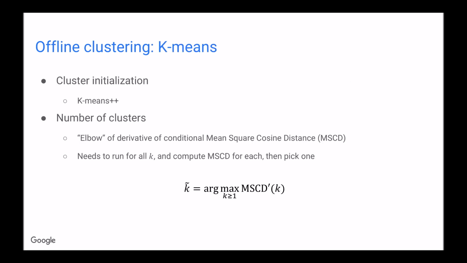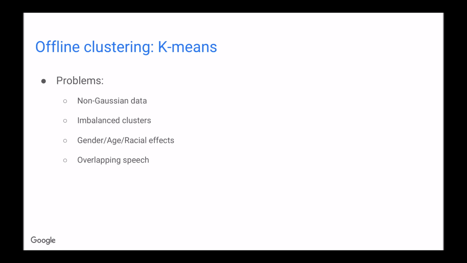For offline clustering, we first tried k-means. For k-means, we use the k-means++ approach for initialization and use the elbow rule to determine the number of clusters. These are both standard practices for k-means. However, we realized that using k-means for speaker diarization is very problematic, especially for non-Gaussian data, imbalanced clusters, gender, age, and racial effects, and for overlapping speech.